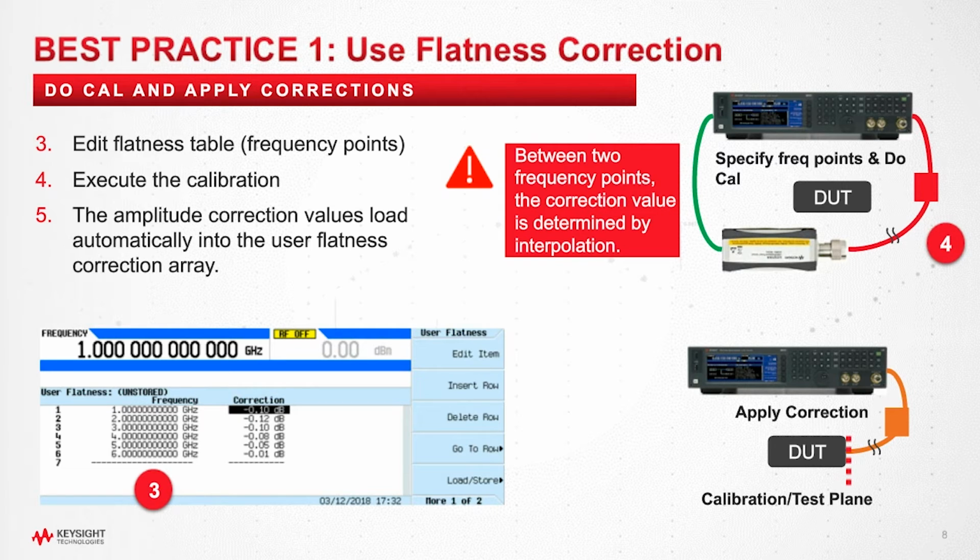The fourth step is to connect the USB sensor to the RF output. Set the output amplitude to 0 dBm and turn on the RF output. Then execute the calibration by pushing the Do Cal button.